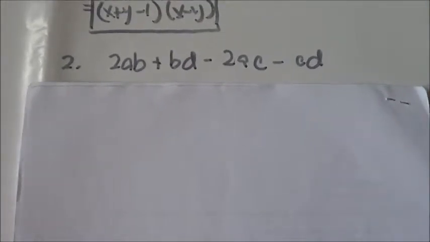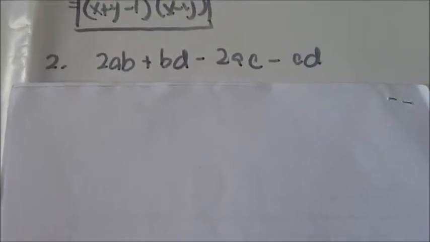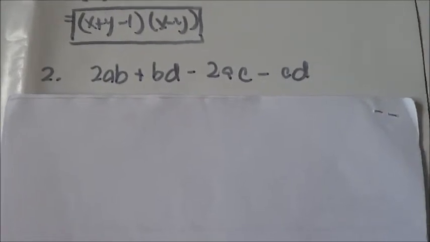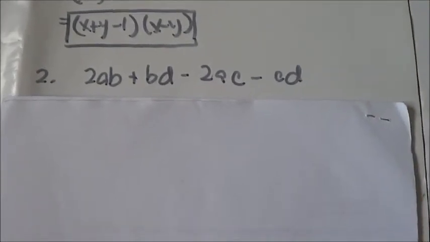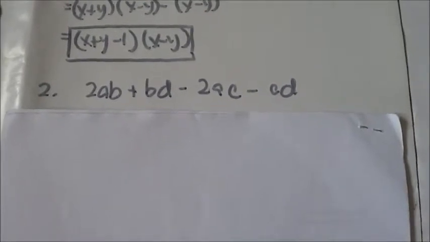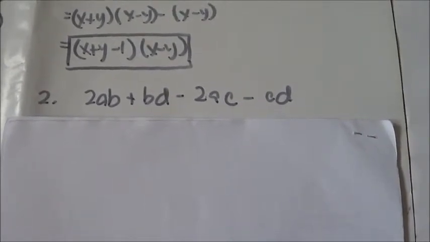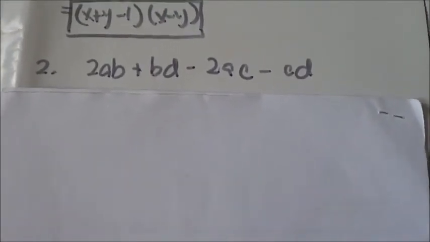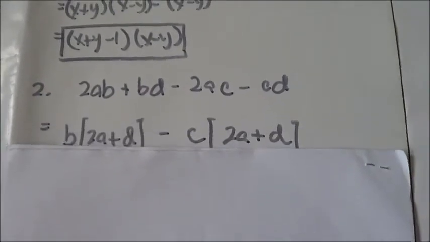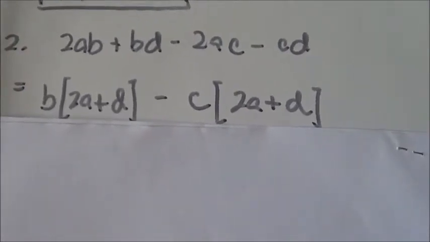For problem number 2, we have 2ab plus bd minus 2ac minus cd. Looking at the problem, at first we don't know which terms to group, but after further analysis, we can see that if we group the first two terms and the last two terms, we can simplify the problem. So grouping the first two terms, let us bring out the common factors. The common factor is b. So the resulting expression would be b multiplied by 2a plus d.